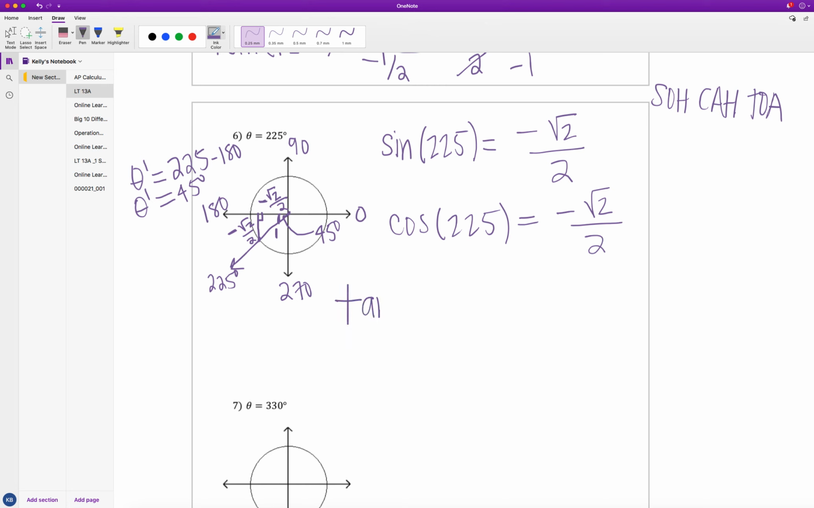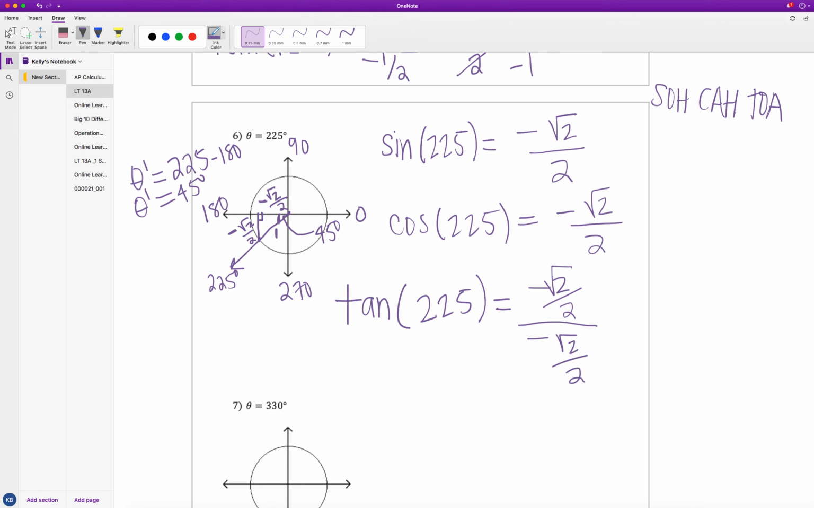Now, our last angle trig value we're trying to find is what is tangent of 225 degrees. Tangent is opposite over adjacent, so our opposite side is the vertical negative root 2 over 2. So I get negative root 2 over 2 over my adjacent side, the horizontal one, which is negative root 2 over 2. Well, I can simplify this down really nicely.